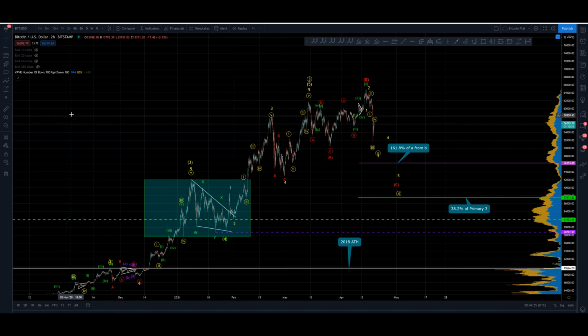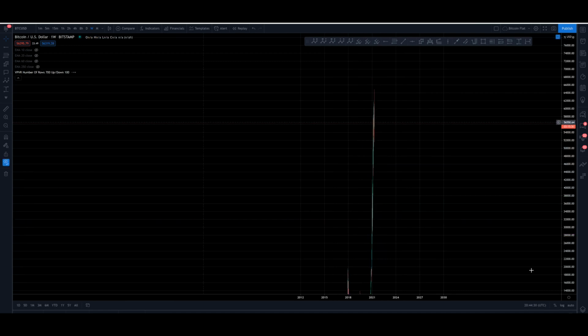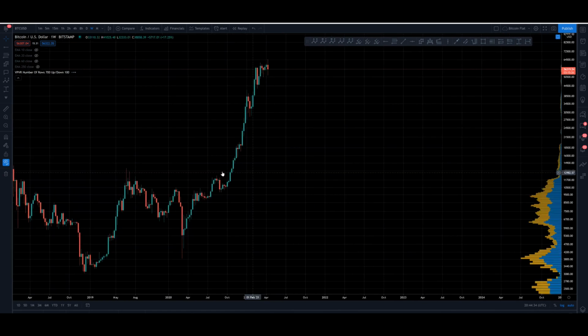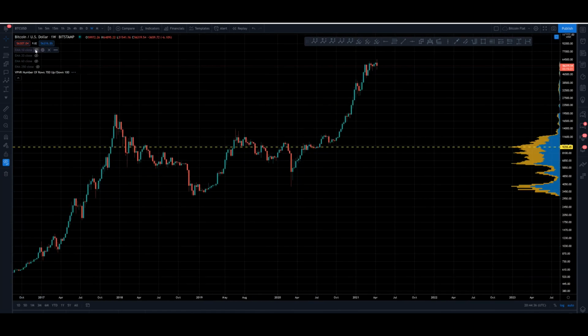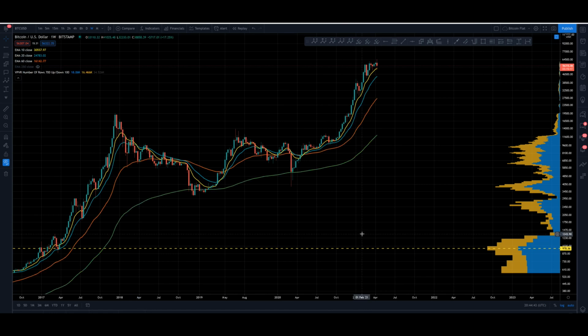Let's now go over and do our basic analysis to finish off the video. So we're going to get rid of the Elliott wave count here. We're going to auto log the chart. We're going to bring ourselves in, and then we're going to throw up our exponential moving averages, which is a 10 in yellow, a 20 in blue, a 60 in orange, and a 250 in green.